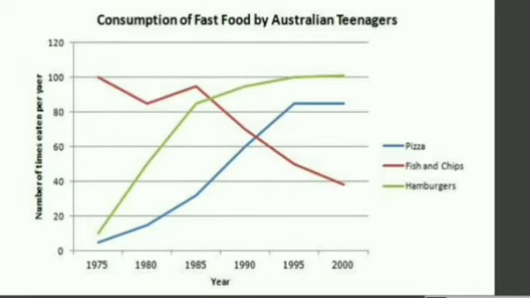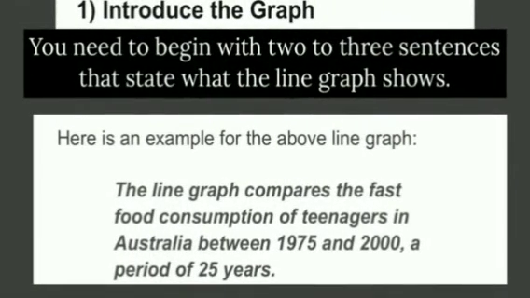So see the title of the graph, children: consumption of fast food by Australian teenagers. So how will you write the introduction for this graph? First, introduce the graph. You need to begin with 2 or 3 sentences that state what the line graph shows. An example is given: the line graph compares the fast food consumption of teenagers in Australia between 1975 and 2000, a period of 25 years.